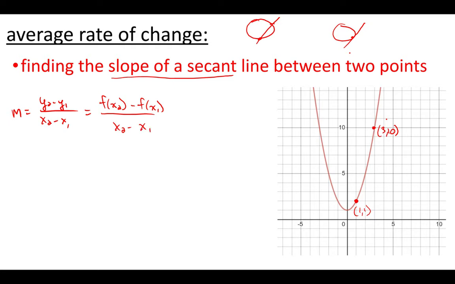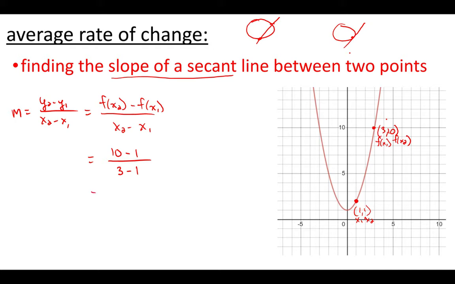So in this case, we would have f of x sub 2, that's our y coordinate, that would be 10, minus f of x sub 1, that'd be our y sub 1, so that'd be 1. And then our x sub 2 is 3, and our x sub 1 is 1. So this is x sub 1, this is f of x sub 1, this is x sub 2, and this is f of x sub 2. That's where I got those numbers.